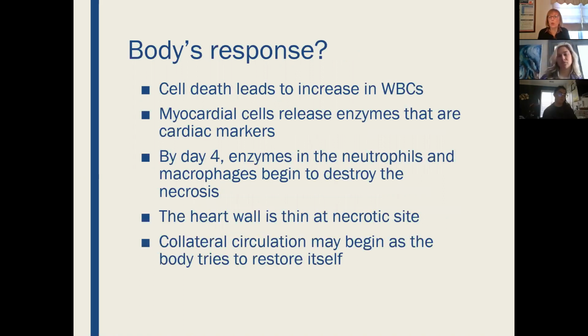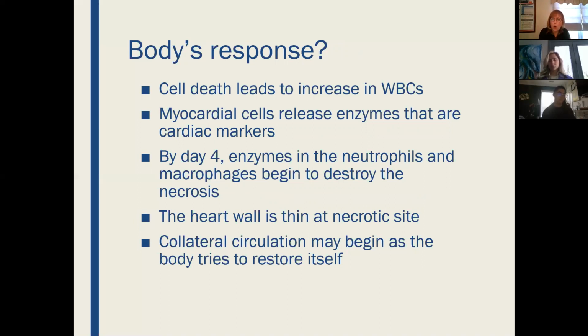So you have an increase in WBCs because you have cell death, right? And the myocardial cells have enzymes in them that release into the bloodstream. Those are the myocardial markers that we look for, protein markers.